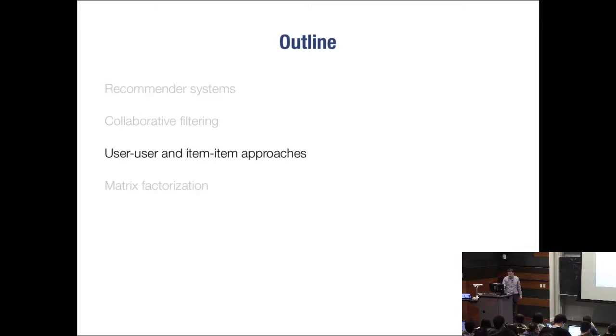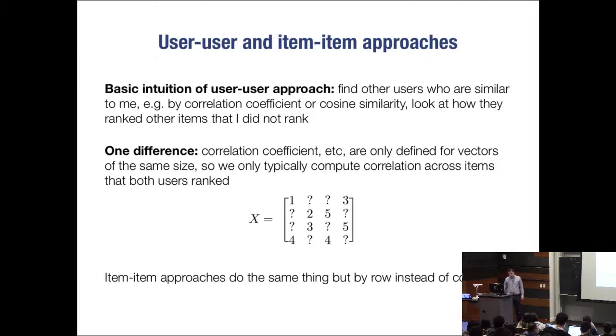Okay. Let's just jump right into how we do this, and then it'll hopefully be a little more clear how this works a little bit more formally. Okay, so as I said, the basic intuition of user-user approaches is to find other users that are similar to me. If someone else is similar to me and they've ranked some new item, then how they've ranked that item is a good proxy, supposedly, for how I would rank that item.